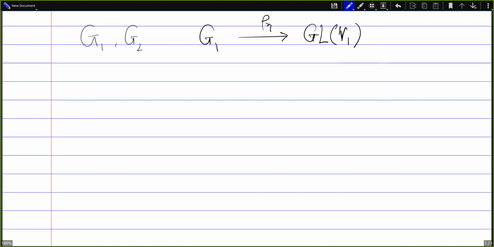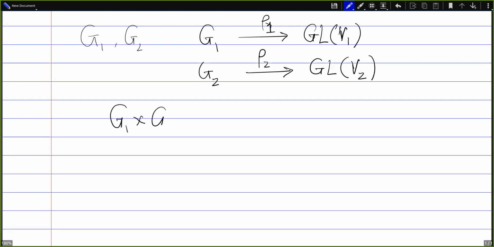rho 1 and rho 2. So we will now consider the direct product of these two groups. So from the representations rho 1 and rho 2, we are going to construct a new representation of the direct product. So in the following way, our space on which the representation will take place is the tensor product of V1 and V2.